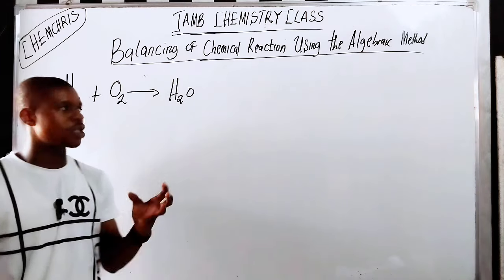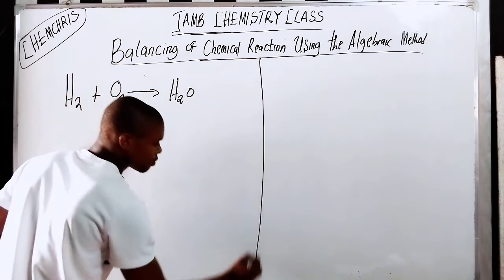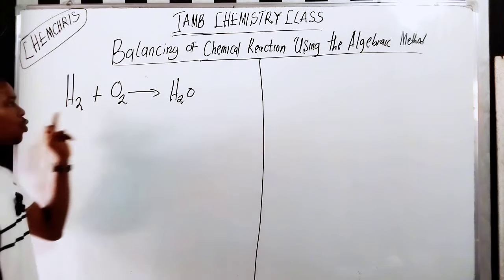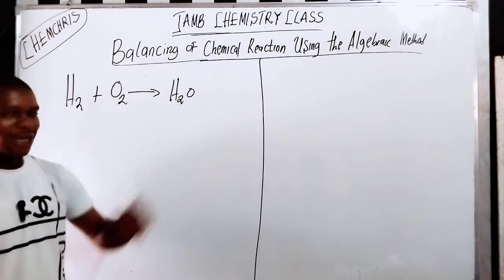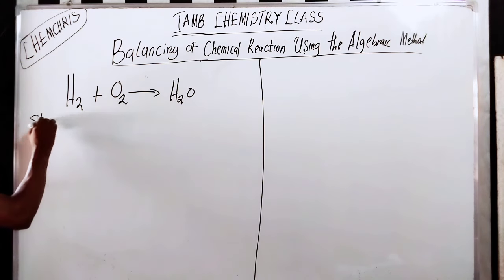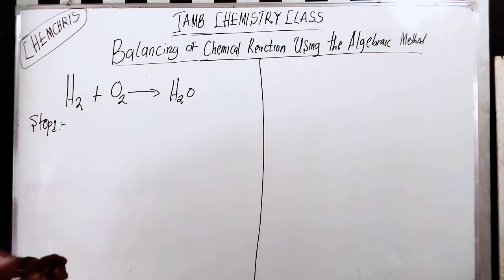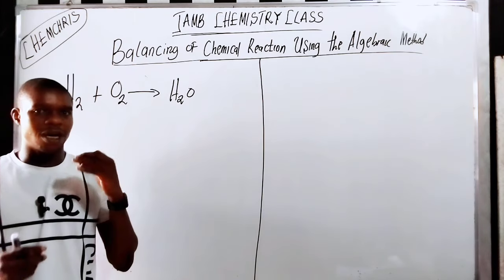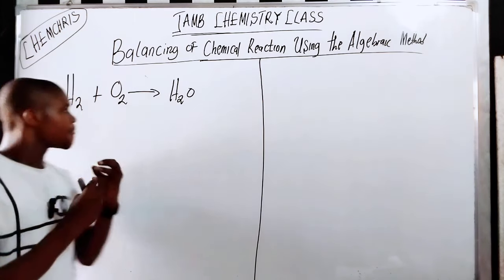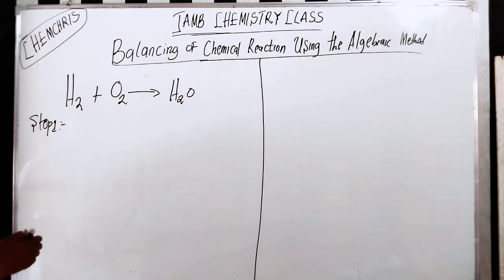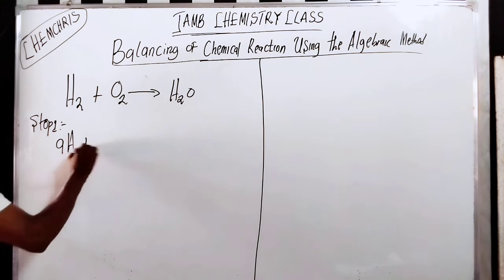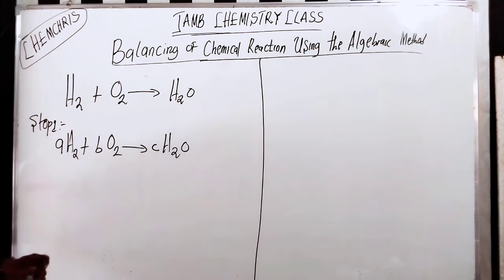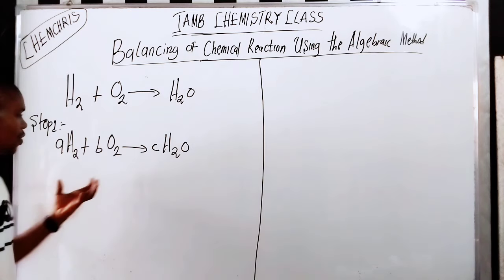Now the first step in using the algebraic method to balance a chemical reaction is to assign alphabets to all the species, both product and reactant. Step one means assign alphabets to all the species. You can start from a, b, c, using small letter cases. So if you assign alphabets to all the species, it's going to be a H2 plus b O2 gives c H2O. That is the first step: assign alphabets to all the species, both the products and the reactants.